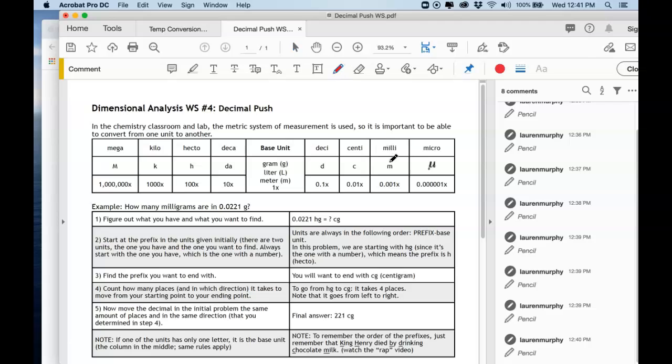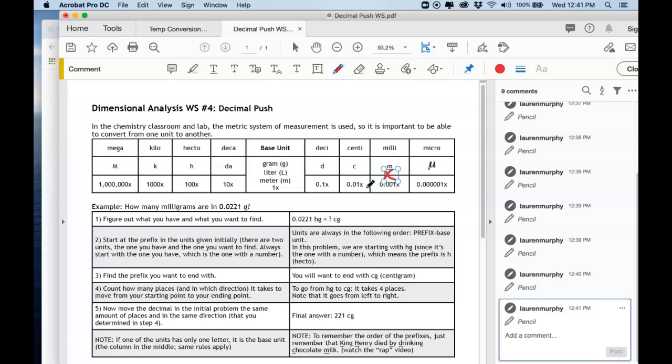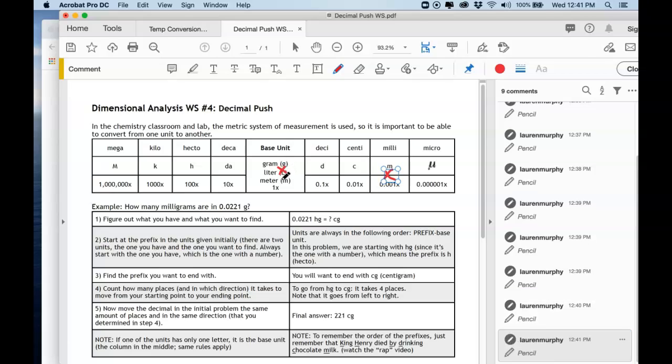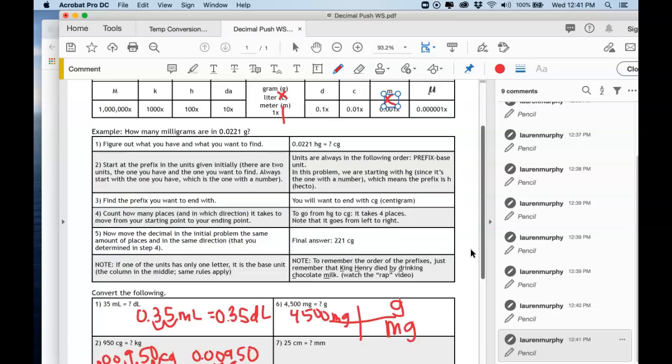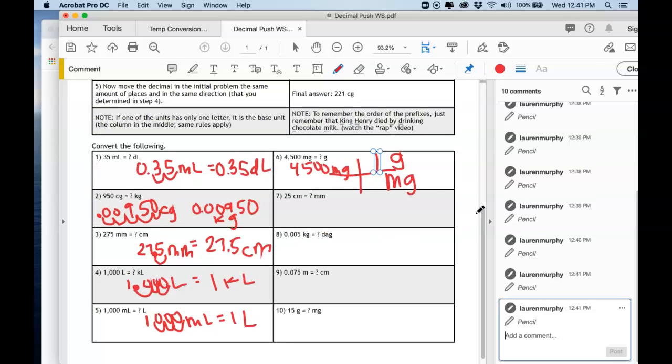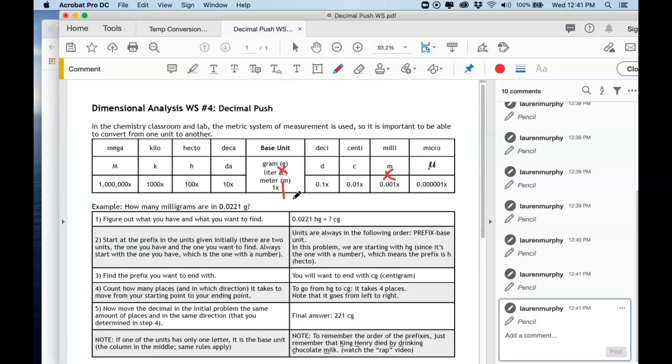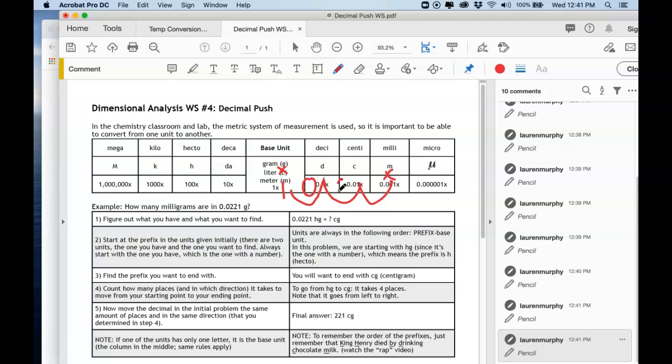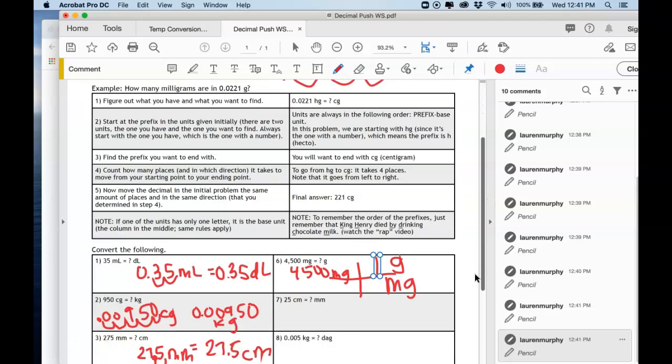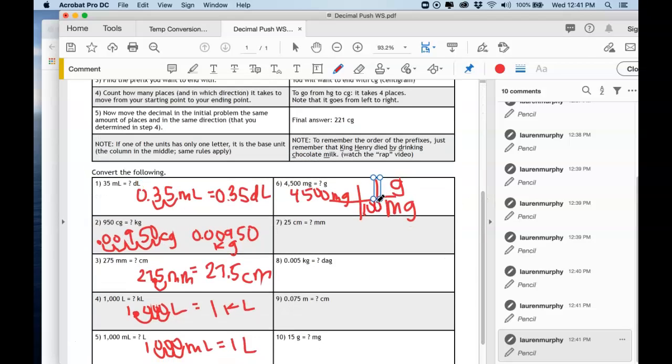Milli is right here, and gram is right here. Therefore, I'm going to put my 1 right here. So I'm going to say 1 gram. So 1 gram is, and then I take this over, 1, 2, 3, which is 1,000 milligrams.